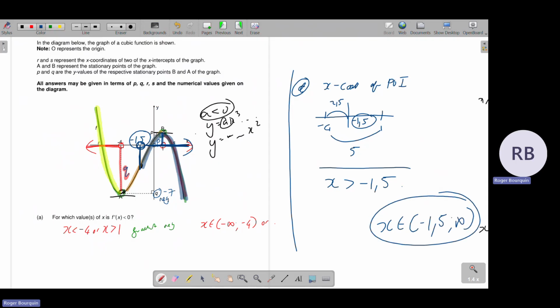Are we happy with that? Are we doing question 8 now? Yeah, try start question 8.